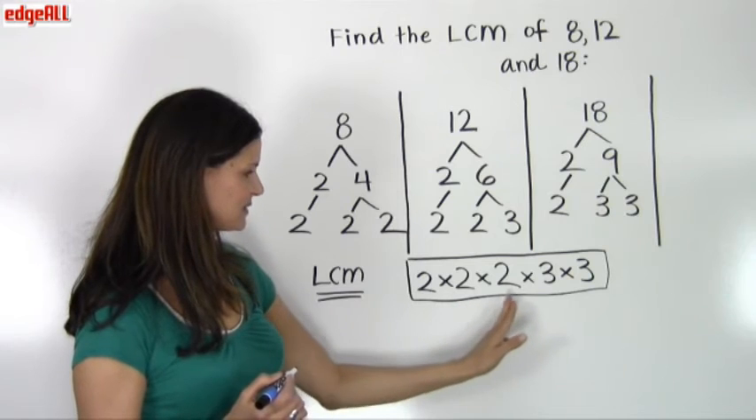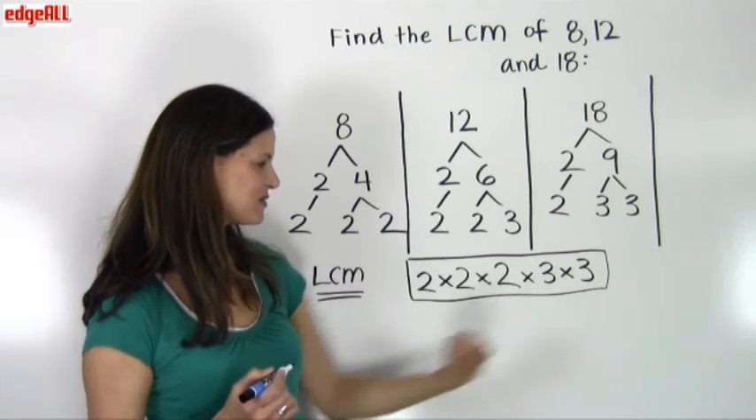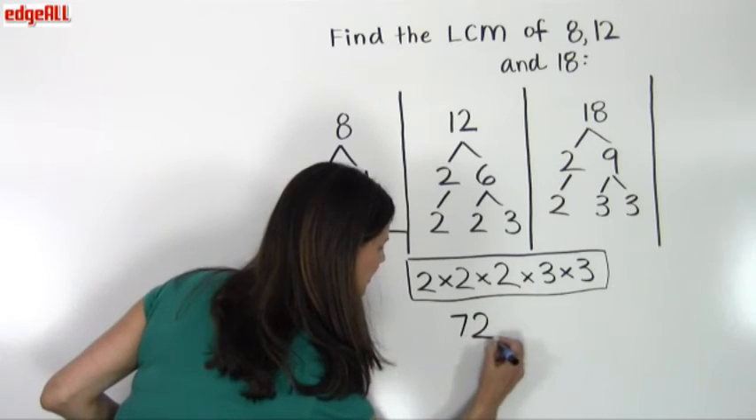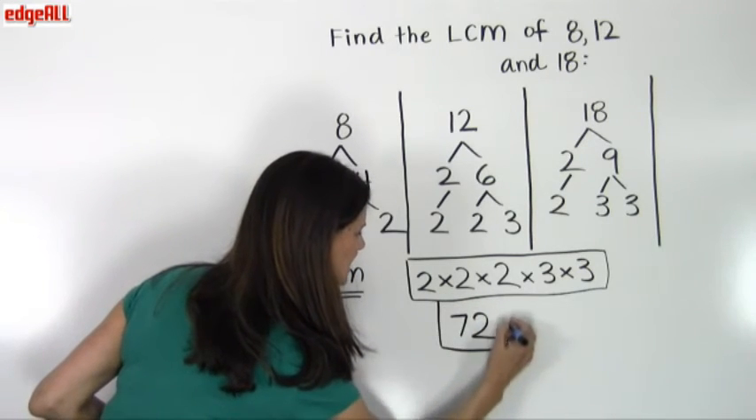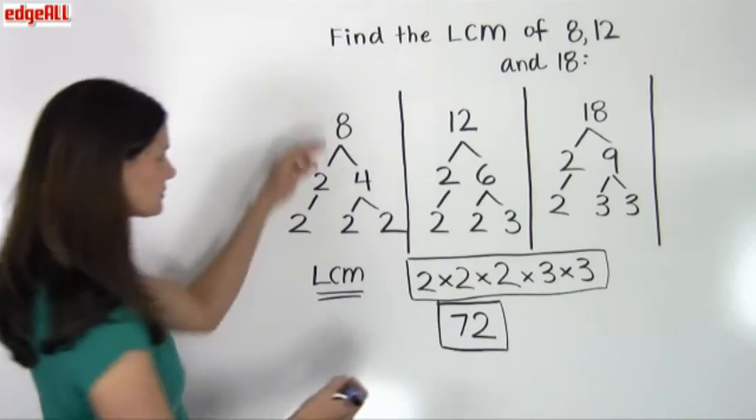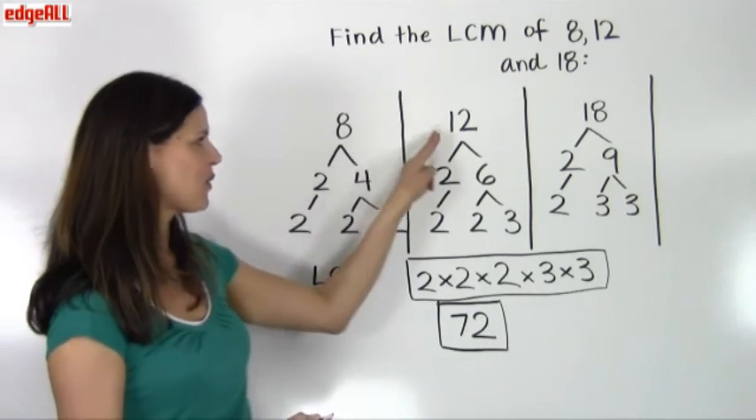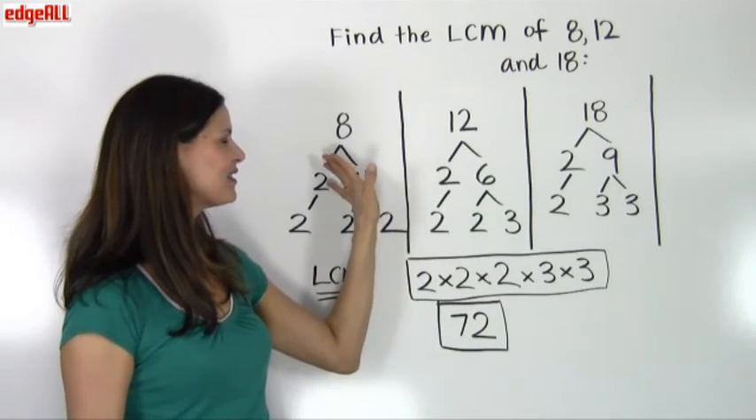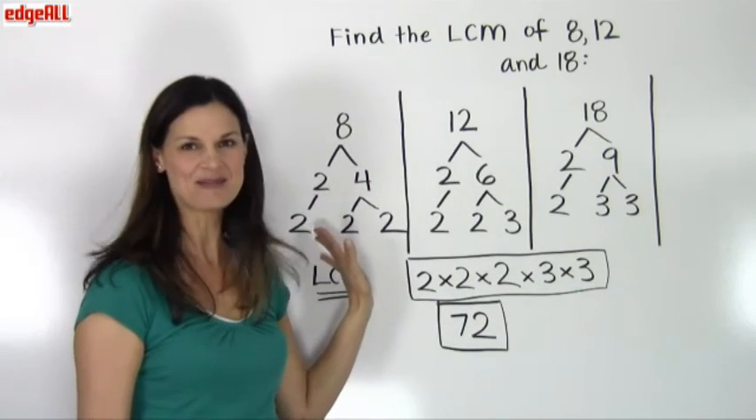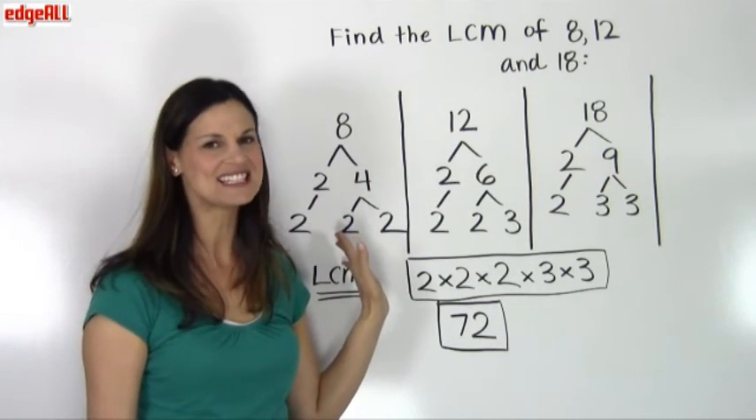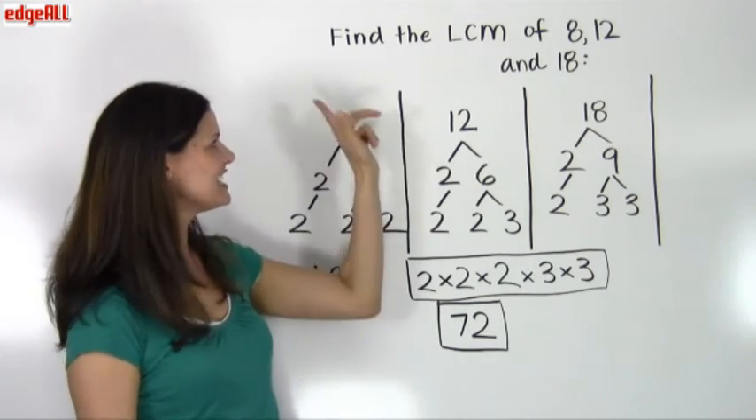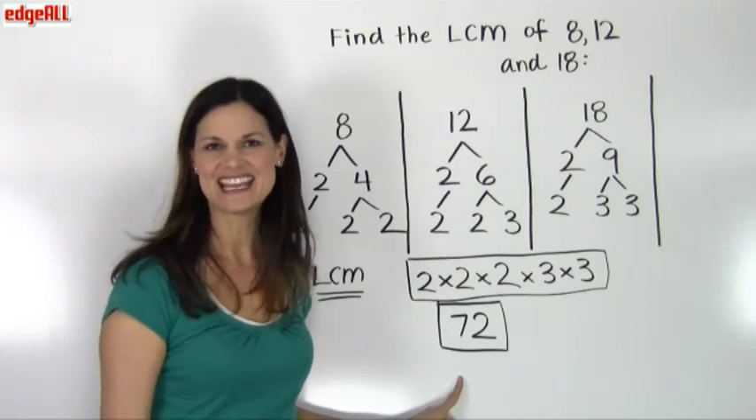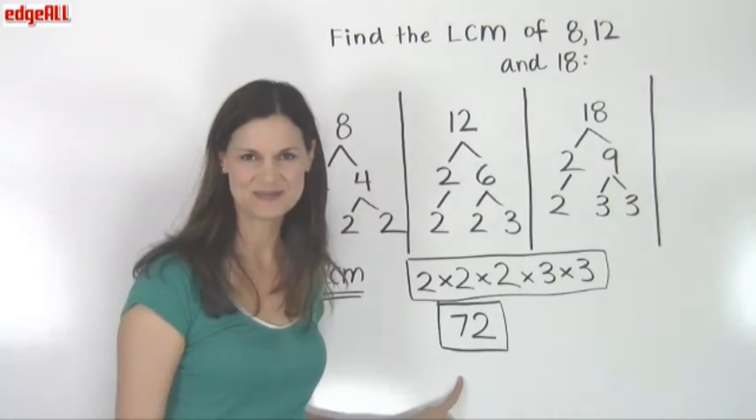2 times 2 times 2 equals 8. 3 times 3 equals 9. 8 times 9 equals 72. And so our least common multiple of 8, 12, and 18, by using the method of prime factorization, using prime factorization to find our answer, the least common multiple of 8, 12, and 18 is 72.